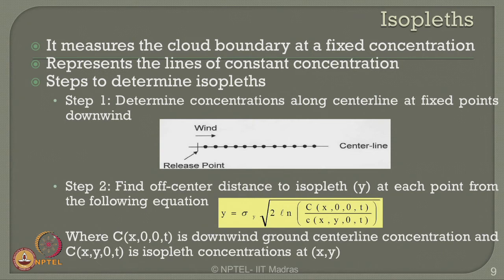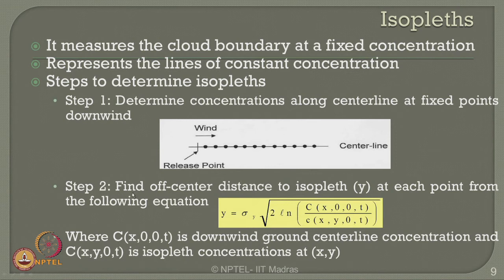Step number 1, determine the concentrations along the center line at fixed points in the downwind direction. As you see here, this is my wind progressive direction. This becomes the center line of my dispersion model. There is a release point. Keep on finding the concentration at different points along the fixed line in the downwind direction. Now at these points we know the concentrations.